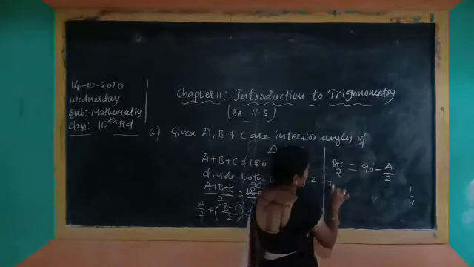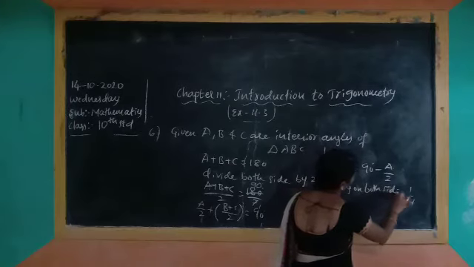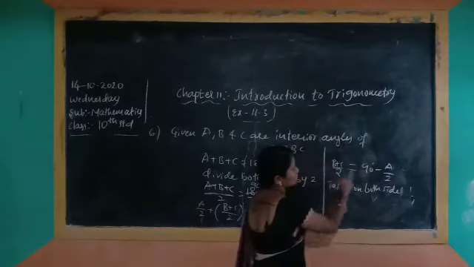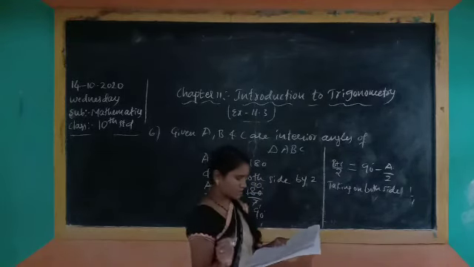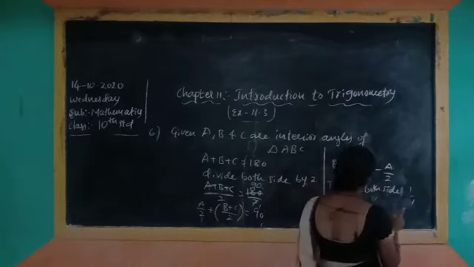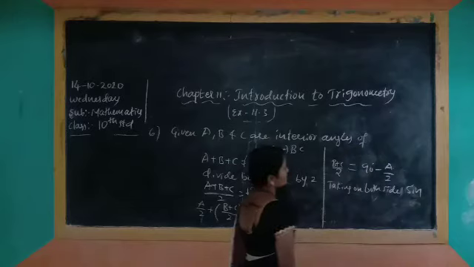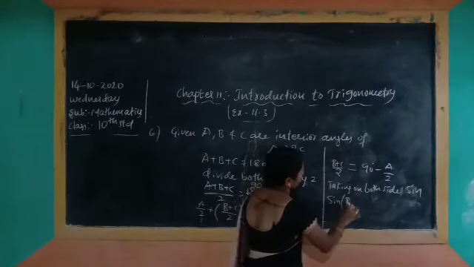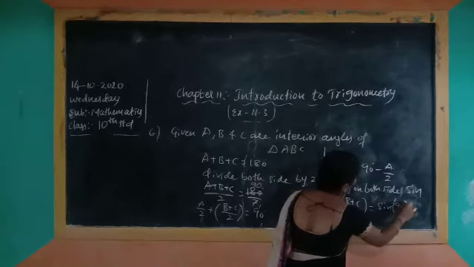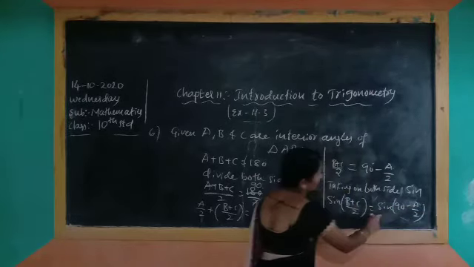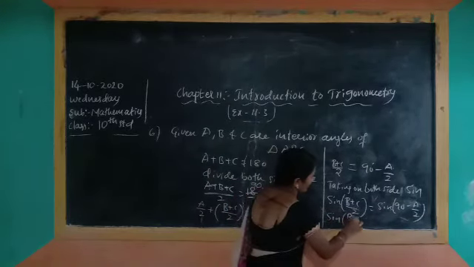Taking sin on both sides, sin of 90 will be cos. In the show that question we need cos. That's why I am taking sin on both sides. Sin of (B plus C) by 2 is equal to sin of (90 degrees minus A by 2). Sin of (90 minus A by 2) is in the complementary angle, so what is there? Cos A by 2.